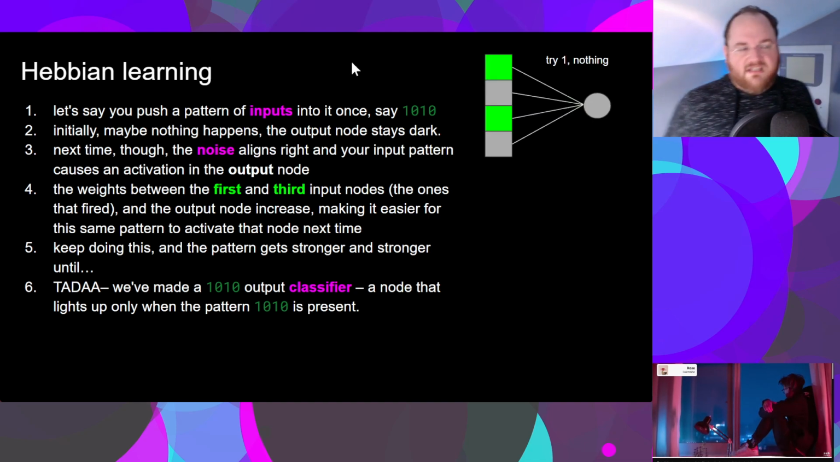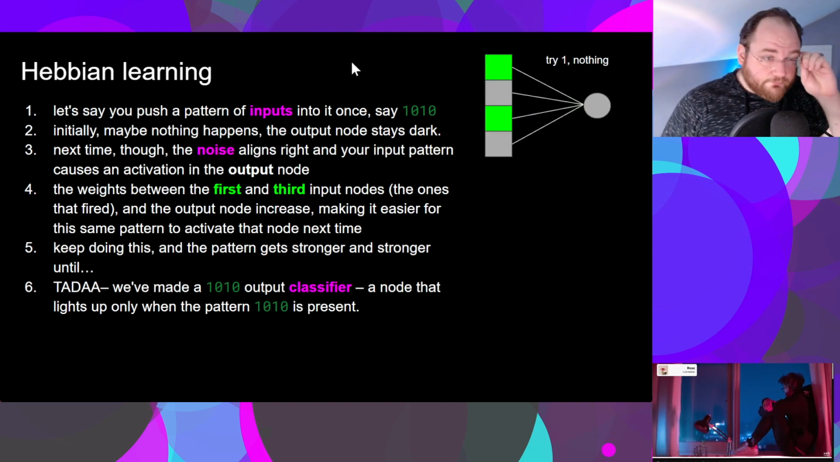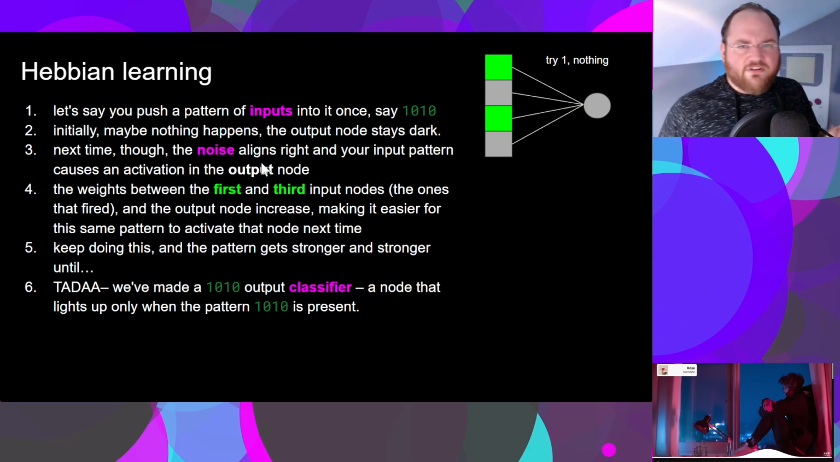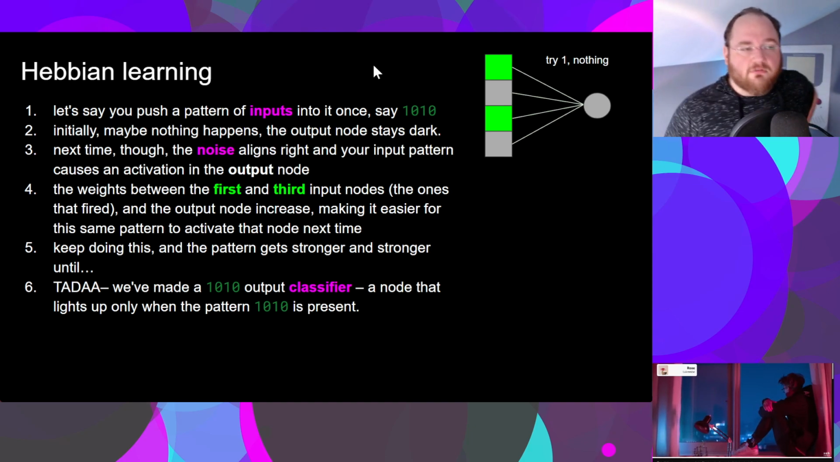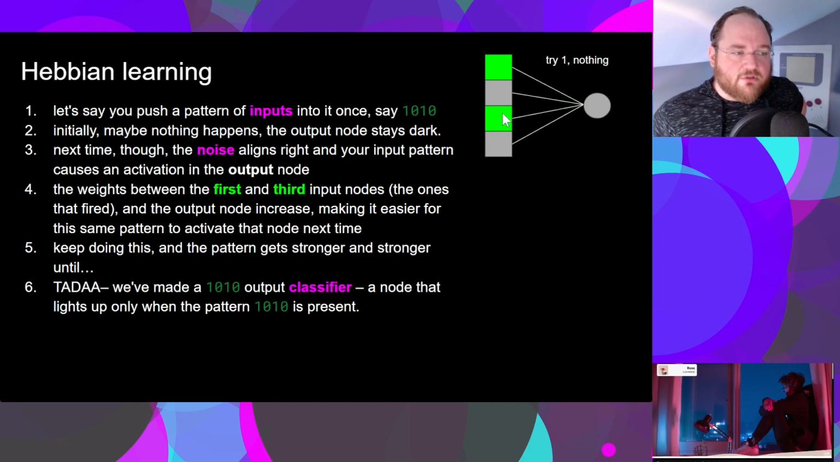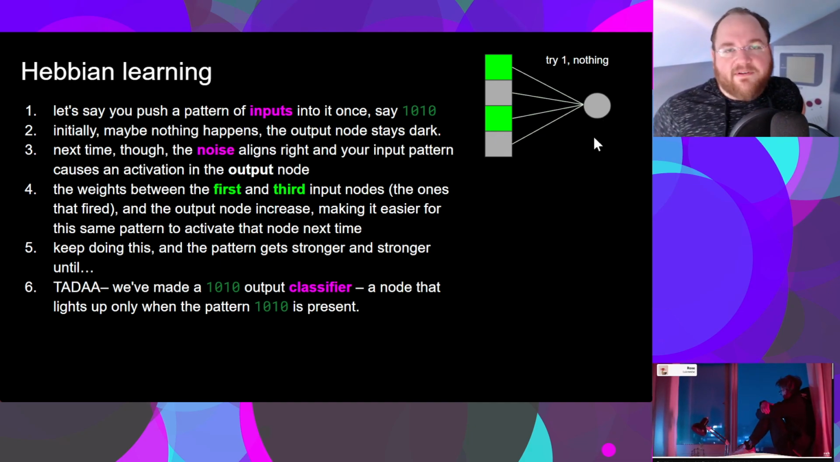And so, to illustrate this a little better visually, I would have interleaved these together, but Google Slides doesn't allow you to do that. Infuriating. So, first try, nothing happens, right? These two have lit up, these two have stayed dark, so 1 0 1 0, and the output doesn't happen.